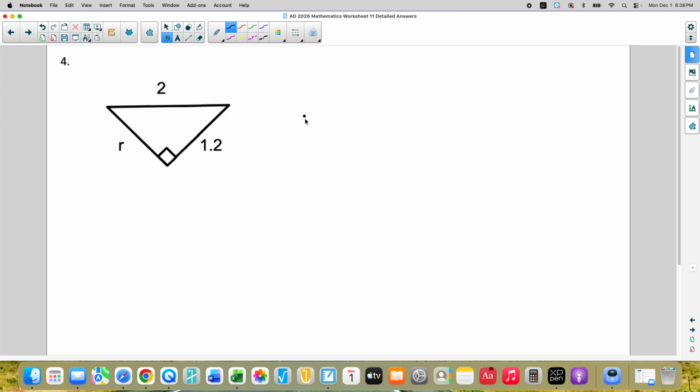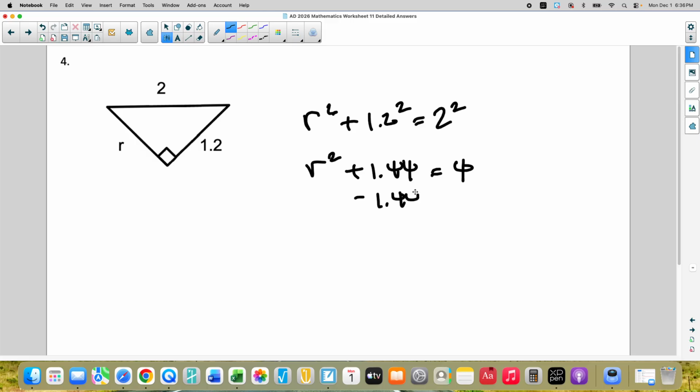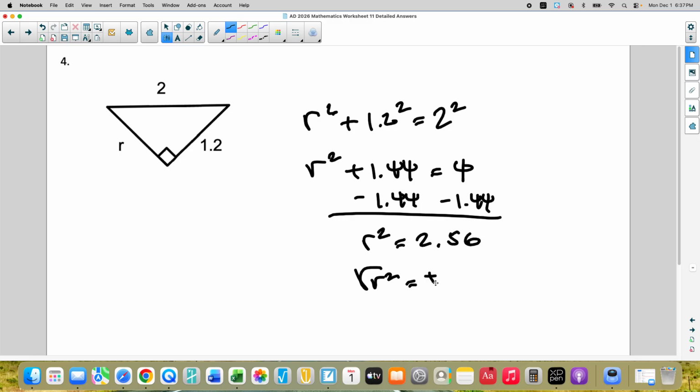The leg plus 1.2 squared is going to equal 2 squared. r squared plus 1.44, because 1.2 is just like 12, and 12 squared is 144, equals 4. Minus 1.44, minus 1.44. r squared equals, that's going to give us 2.56. And then we'll take the square root, plus or minus the square root of 2.56.